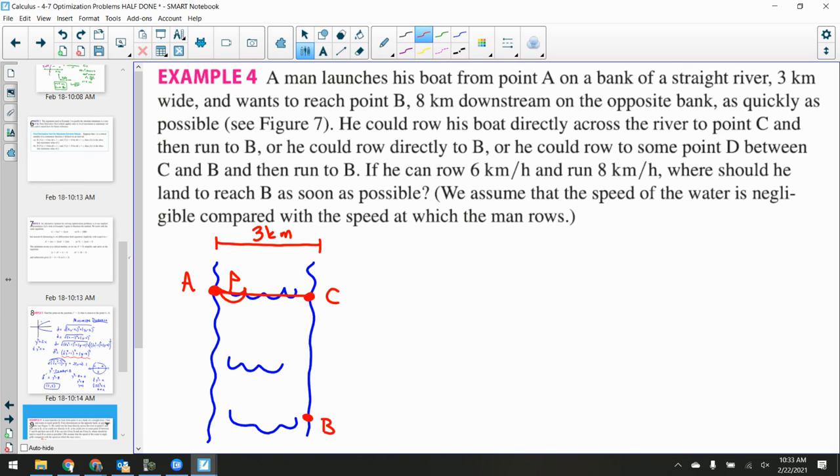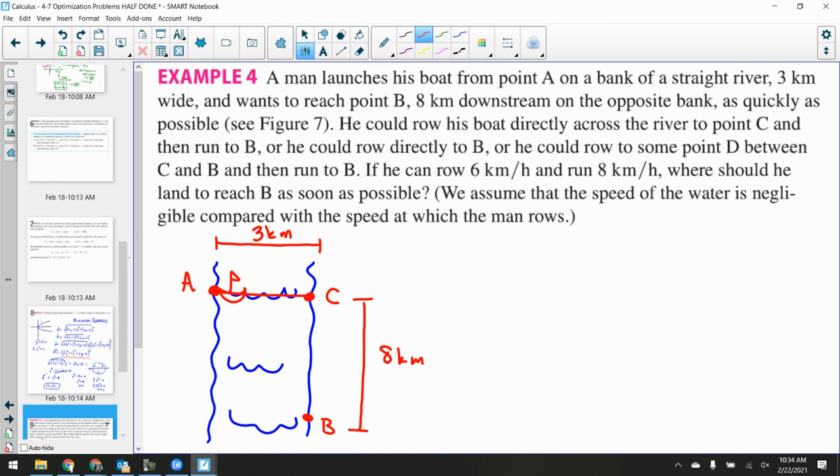Yeah, we do know, well, it's 8 kilometers downstream on the opposite side. So we're saying that that is 8 kilometers. Yeah, because if it's a slanted distance, that would be different, because that would be the hypotenuse, right? Oh, yeah, we could have put it on the other side of the river. That would be an issue.